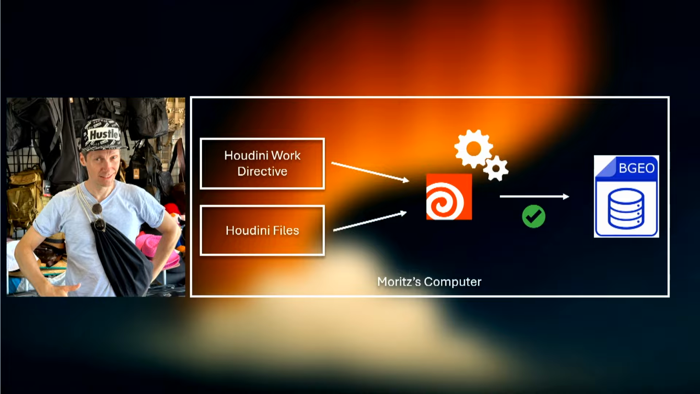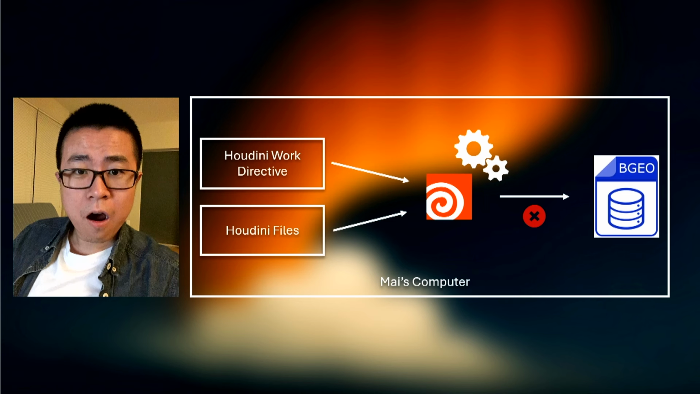Now, Moritz is very proud of this, and he shares his setup with Mai. And Mai tries to run it on his computer, but it doesn't work. Mai doesn't have Houdini installed. Mai doesn't have the license server installed. Mai might not have certain plugins installed, might not have Python installed. So he needs to do all of those things before he can actually start using the file set Moritz shared with him. So it just doesn't work for him right away.